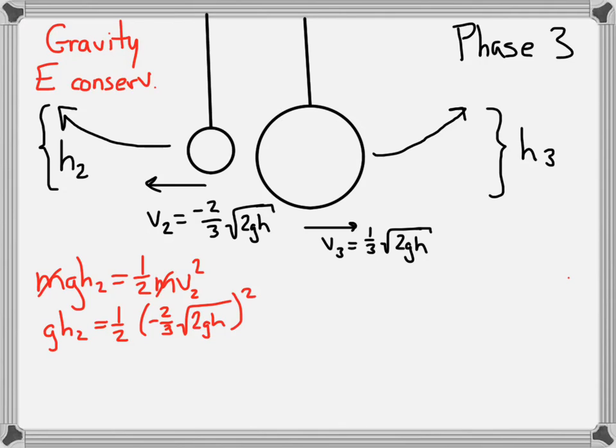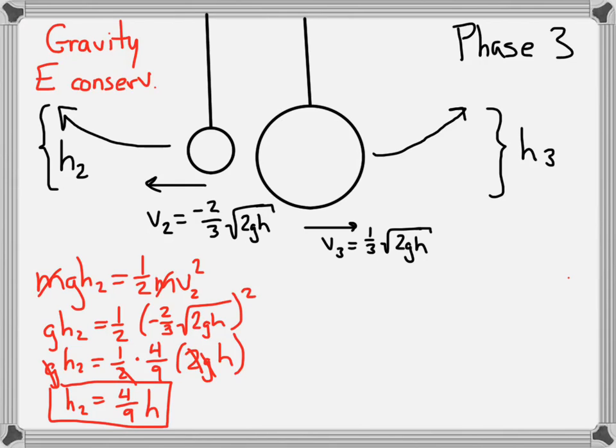I replace v2 squared with negative 2/3 root 2gh, all of that squared. And when you square a fraction, you square the numerator, square the denominator. So I'm getting 1/2 times 4/9 times 2gh. It looks like the 2 and the 1/2 will divide out. The g's on both sides will cancel out. And it turns out that I get h2 is equal to 4/9 times h. So this ball, little m, will come back to 4/9 of its original height. Seems somewhat reasonable. Let's figure out how high this mass will go to.